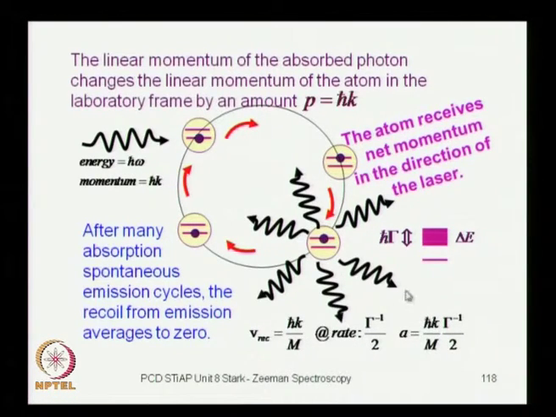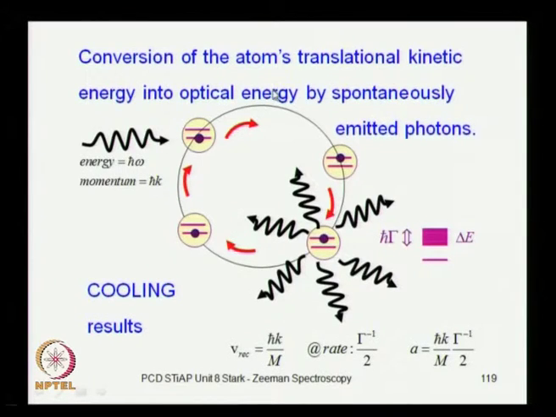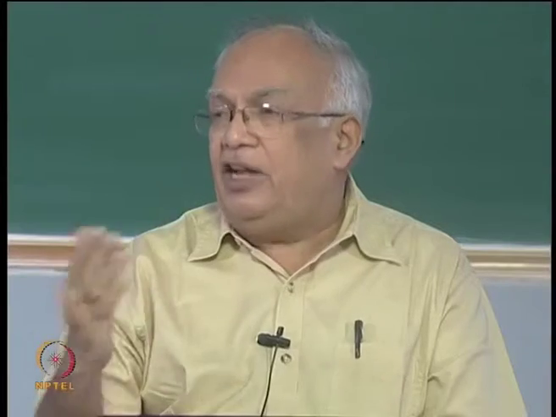So, this is the rate at which the atom will be accelerated, and it will be losing its kinetic energy, losing its velocity in the direction in which it is approaching the laser, and that is what results in cooling. So, this is how cooling results. What is happening is that the atom's translational kinetic energy gets converted into optical energy through spontaneous emission of photons. So, there is an energy transfer through this process. This is like taking an additional degree of freedom into account, which was not there originally, which is losing light to the surrounding.